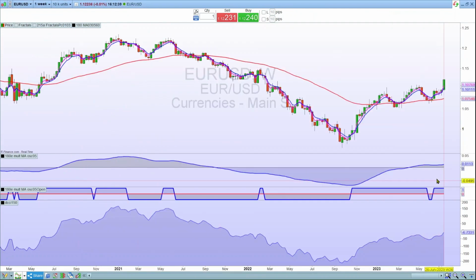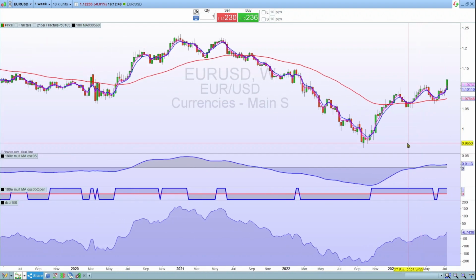First off, on the weekly, our oscillator has broken above the zero line and it's still showing a bullish movement. So we've got a nice bullish candle overnight, and that's still heading north, which is a positive if you're going long at the Euro US.